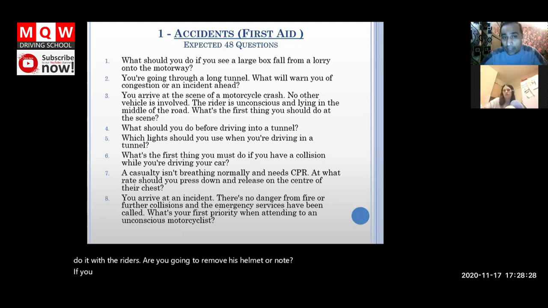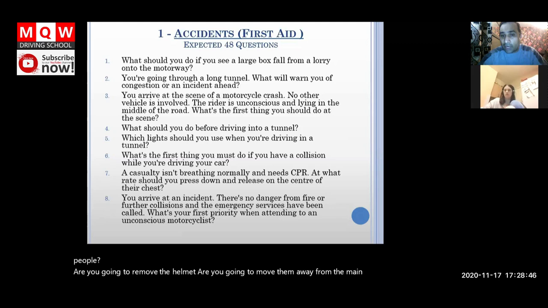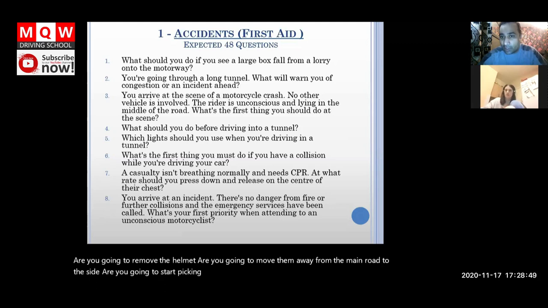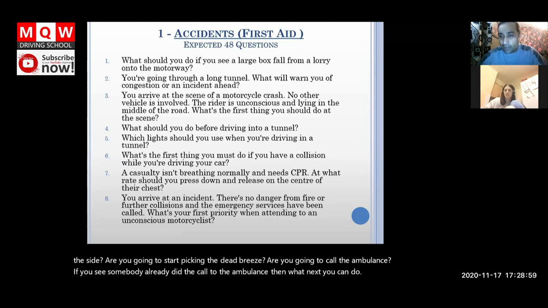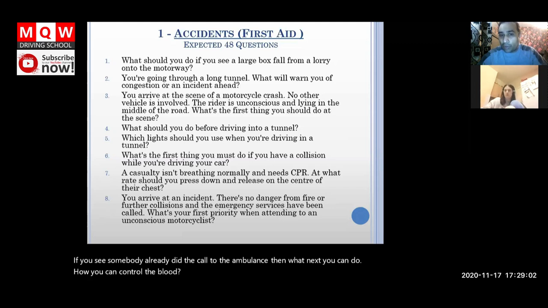Okay. Then let's say if you see some accident in front of you, what's the best thing you should do? Should you go and give some kind of water to the people? Are you going to remove the helmet? Are you going to move them away from the main road to the side? Are you going to start picking up the debris? Are you going to call the ambulance? If you see somebody already called the ambulance, then what can you do next? How can you control the blood from the wound? Are you going to give them a cold drink, a hot drink? Are you going to assure them they are out of shock? Okay. So these are the kind of questions, okay?